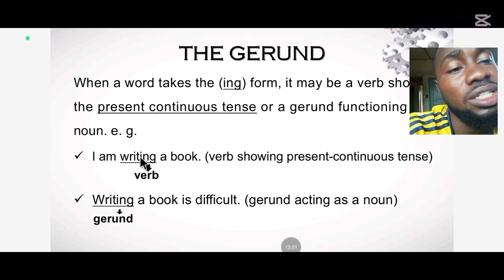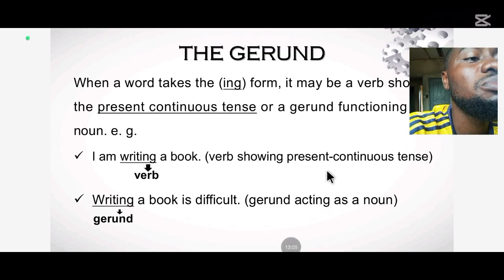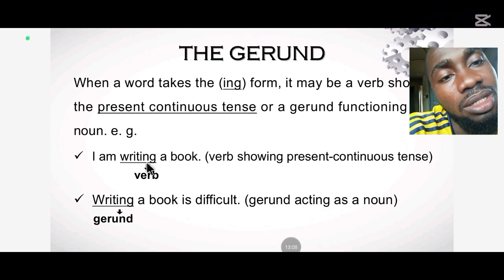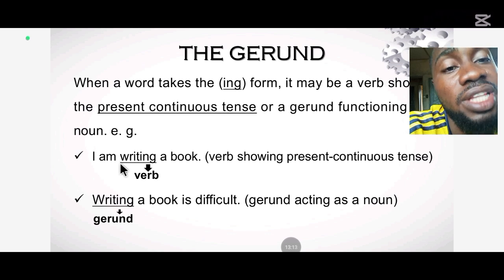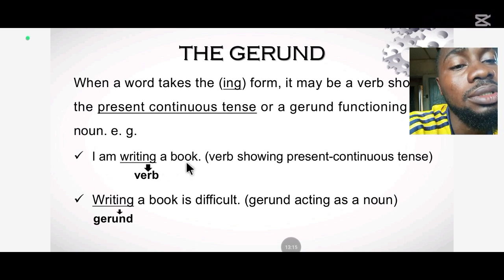Let's look at the function. Verb showing present continuous tense. That's what the function of this verb right here is, working as a present continuous tense. I am writing a book. So it shows that the writing is going on, is ongoing.